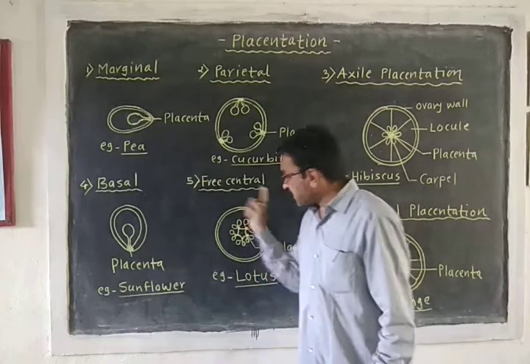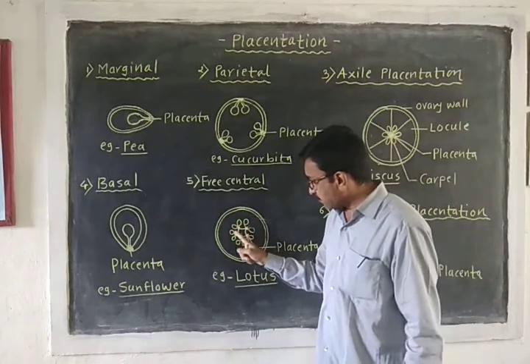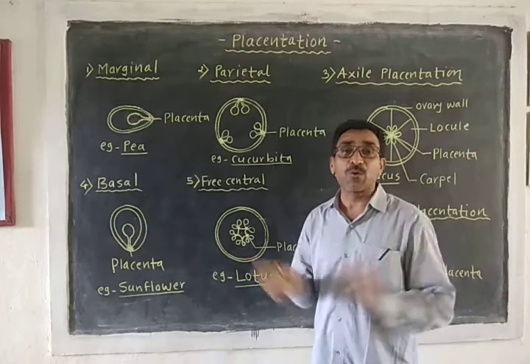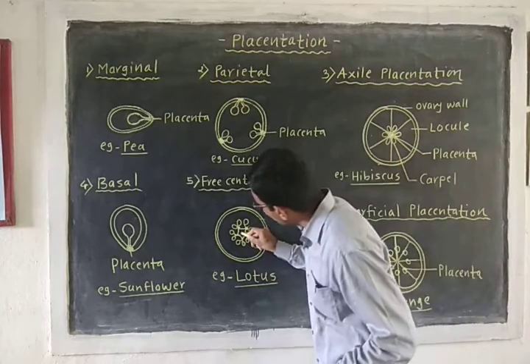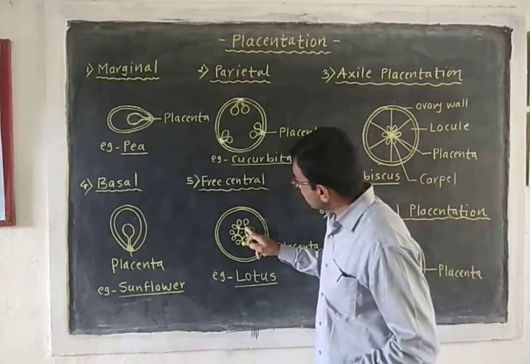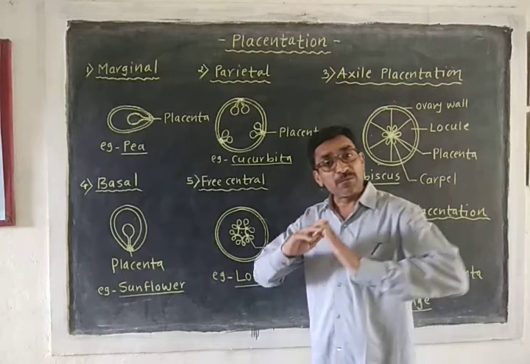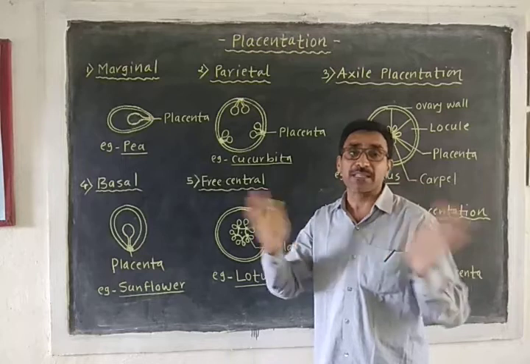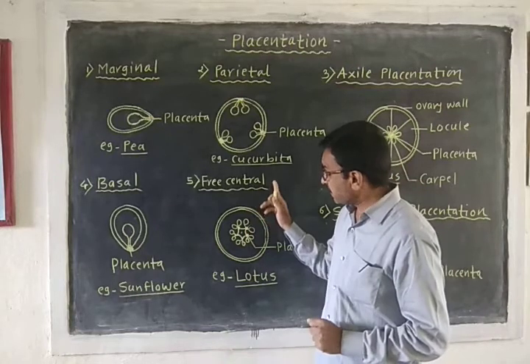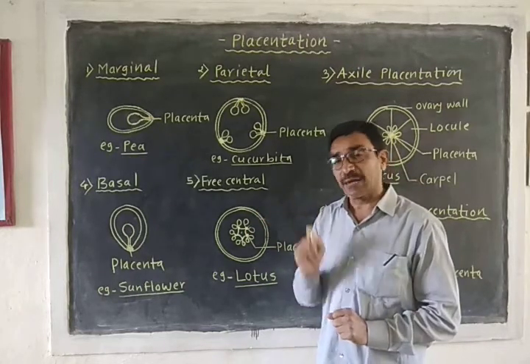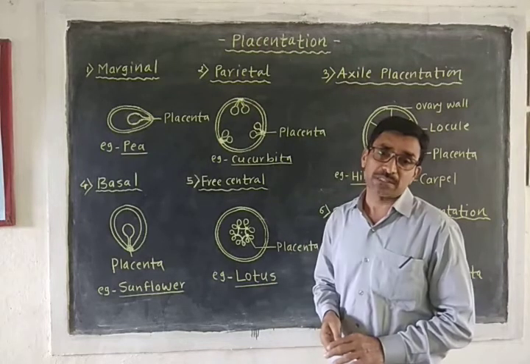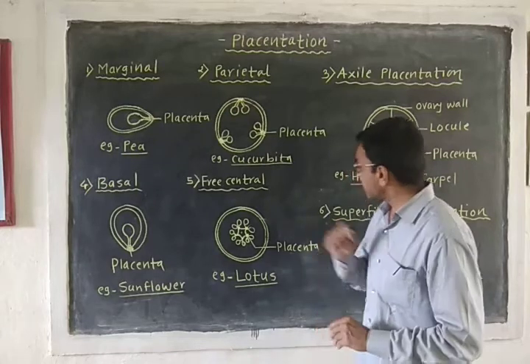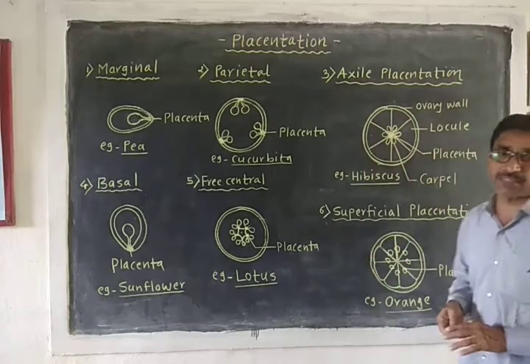And in the free central placentation, the placenta is free from the center of the ovary. This is the center of the ovary, but the placenta is free from the center of the ovary. Hence it is called as a free central placentation. An example of free central placentation is lotus, dianthus, etc.